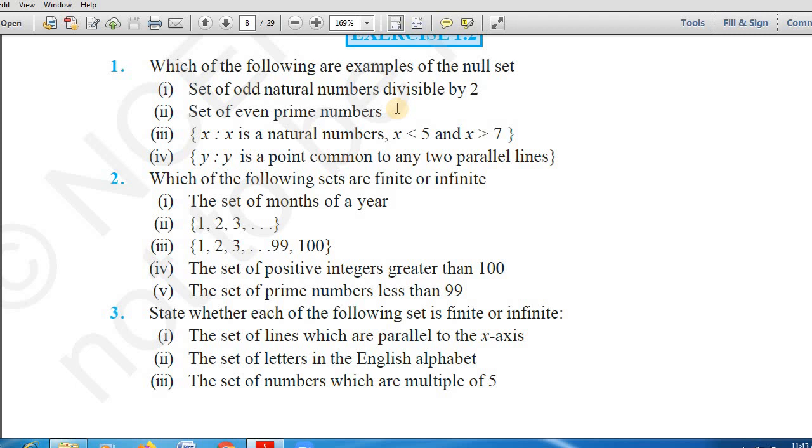x is a natural number, x less than 5, x greater than 7. In this set, x is a natural number which is less than 5 and greater than 7. Is there any natural number which is less than 5 and greater than 7? That is not possible, so no element exists. So it is an empty set, a null set.